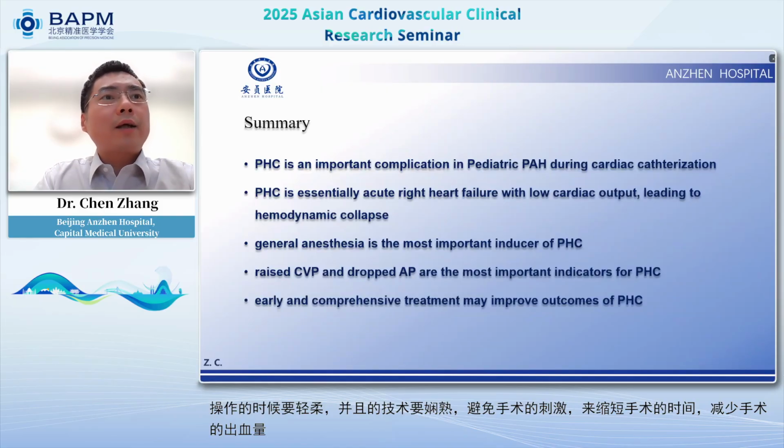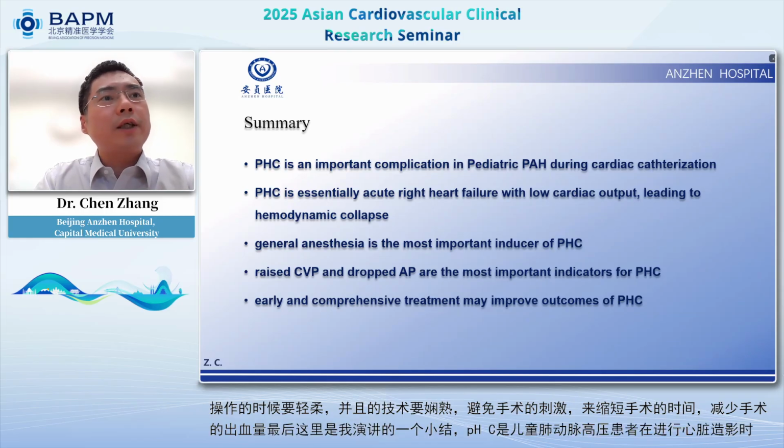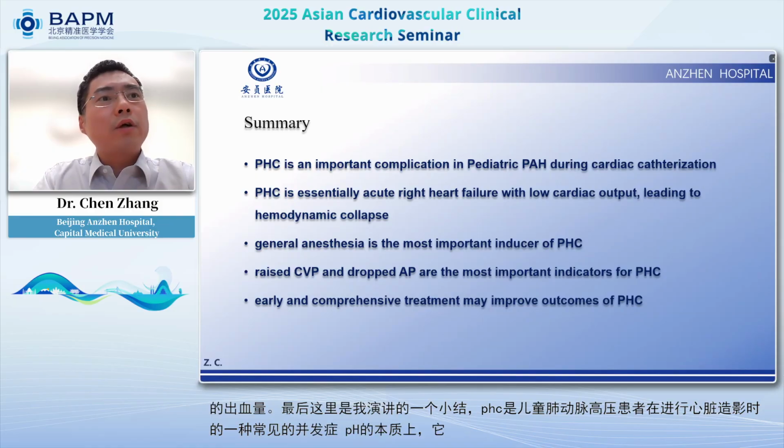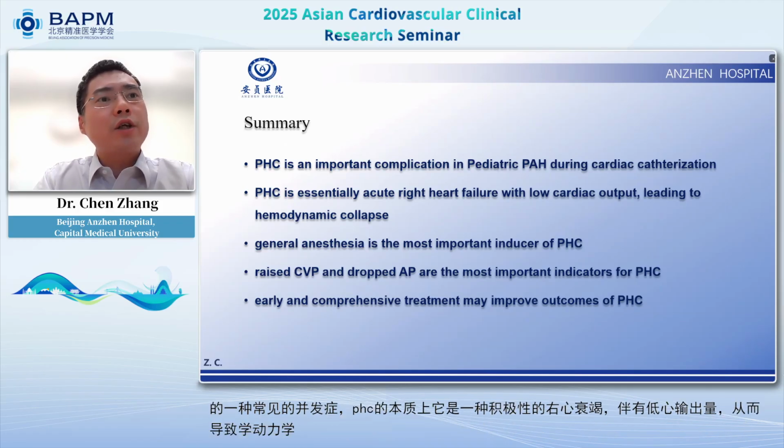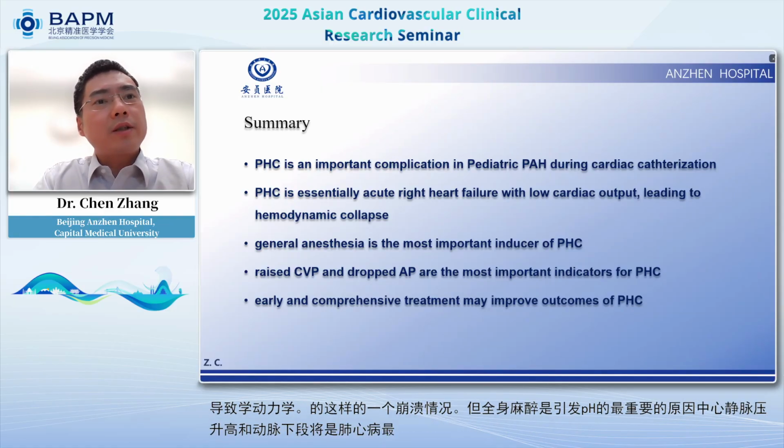Finally, I'd like to summarize my content. PHC is an important complication in pediatric PAH during cardiac catheterization. PHC is essentially acute right heart failure with low cardiac output, leading to hemodynamic collapse. General anesthesia is the most important inducer of PHC. Raised CVP and dropped AP are the most important indicators for PHC. Early and comprehensive treatment may improve outcomes of PHC.